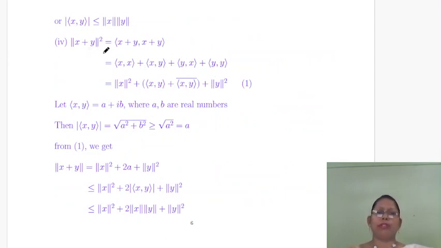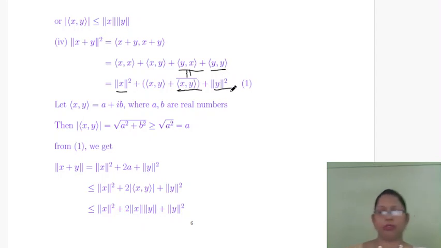The norm of x plus y whole square is equal to the inner product of x plus y comma x plus y. On expansion, by using the second axiom of the definition of inner product space, I can write it in terms of inner products. Sorry, this is norm of x square, this is norm of y square.